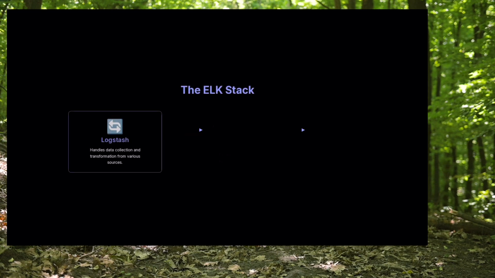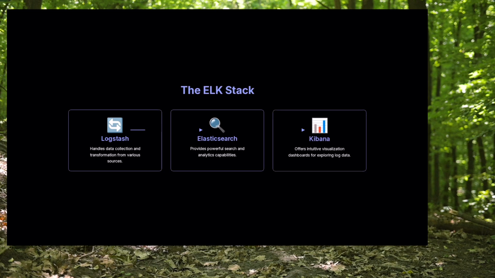Elasticsearch provides powerful search and analytics capabilities. Logstash handles data collection and transformation from various sources, and Kibana offers intuitive visualization dashboards for exploring and understanding your log data. This integrated approach streamlines log analysis.